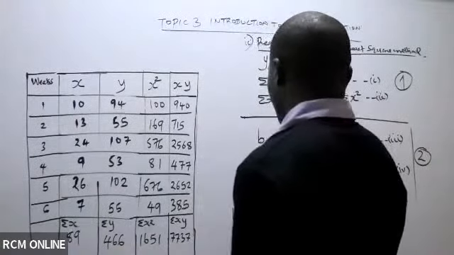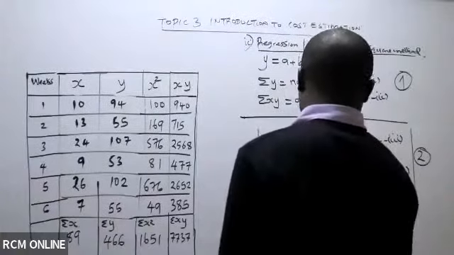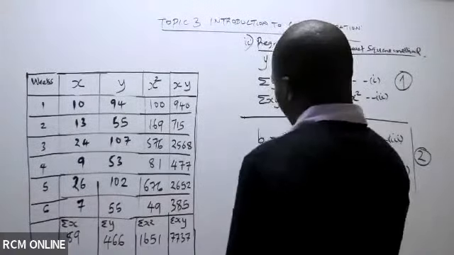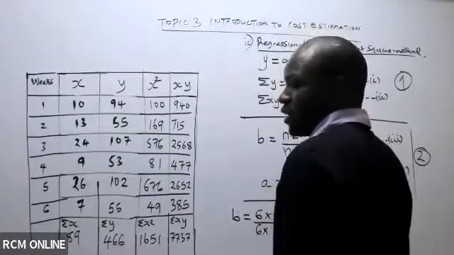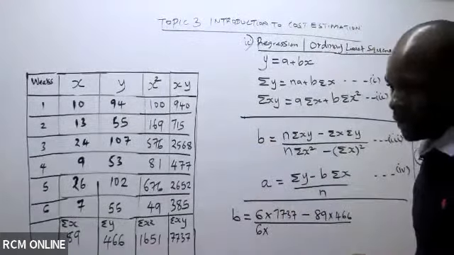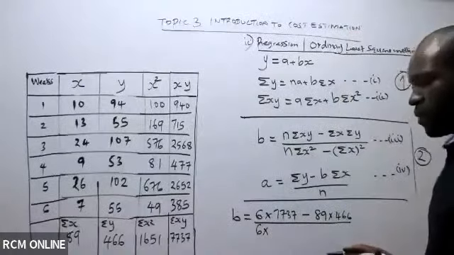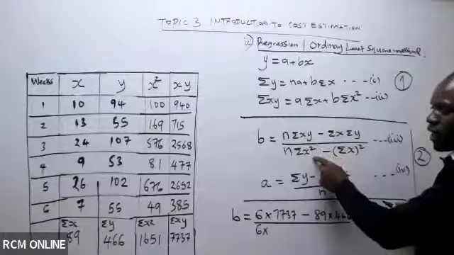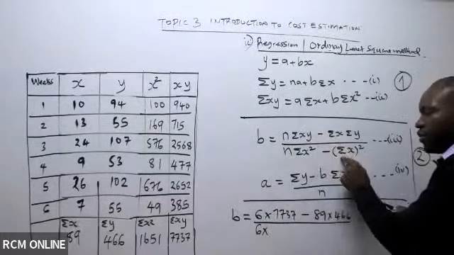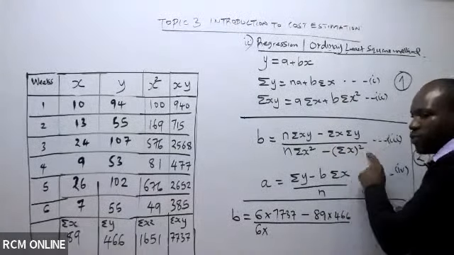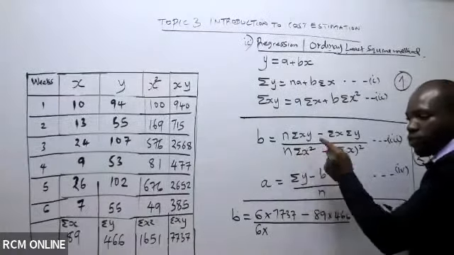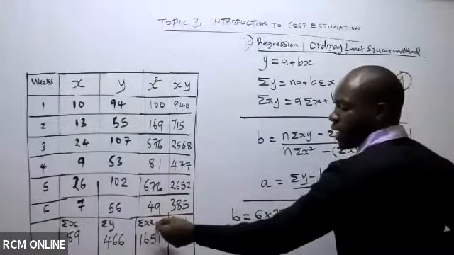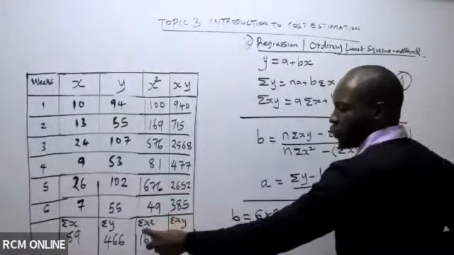Then we go to the denominator, right? Denominator: N, which is 6, multiplied by summation of X squared. I want us to get the difference from day one. There's a very big difference between summation of X squared and summation of X bracket squared. Summation of X squared, I pick it from this column. So this is the figure.